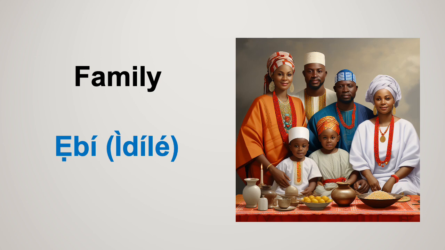We can also refer to it as Idile. Do, Mi, Mi. That's the diacritical signs. So these two words, Ebi and Idile, are used interchangeably to mean family in Yoruba.